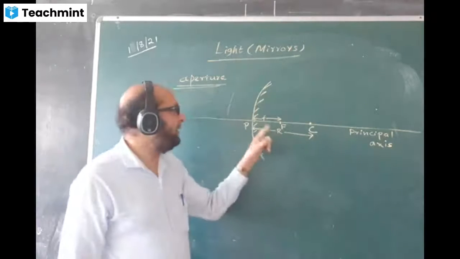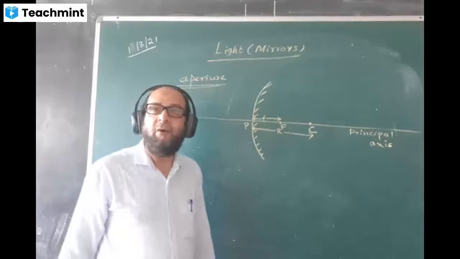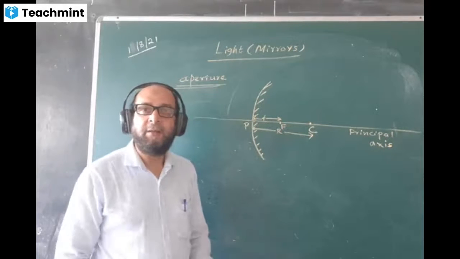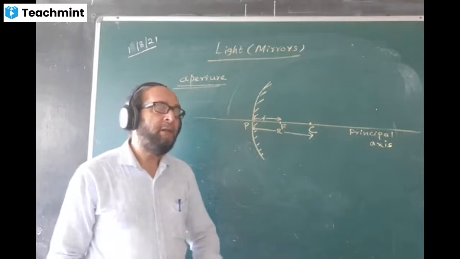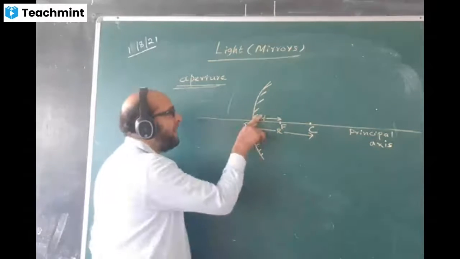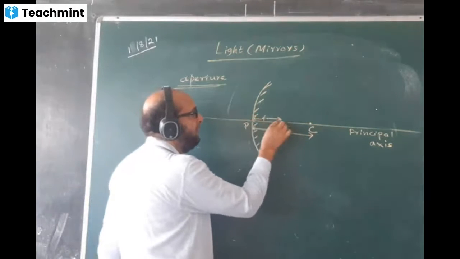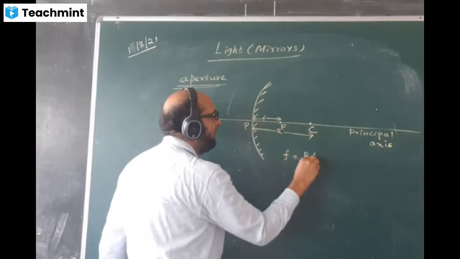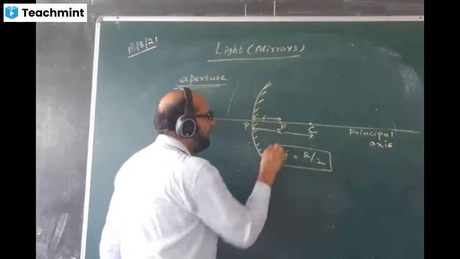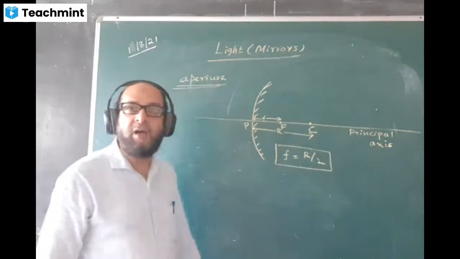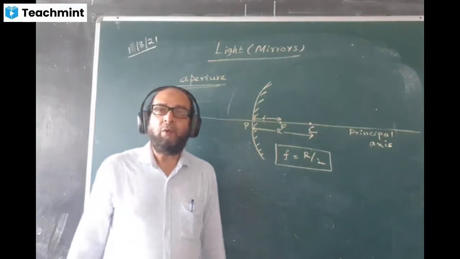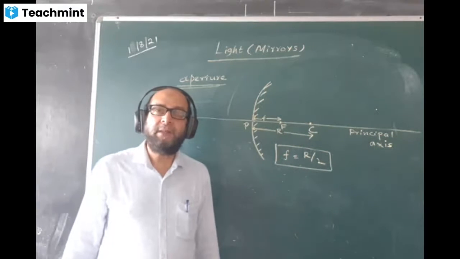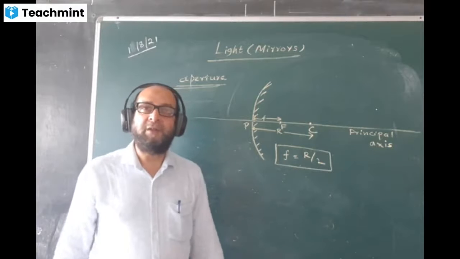Focal length and radius of curvature, how will they be related to one another? Focal length will be exactly half of the radius of curvature, because the focus is at the midpoint. So f is equal to R divided by 2. The focal length of a mirror is equal to half of the radius of curvature.